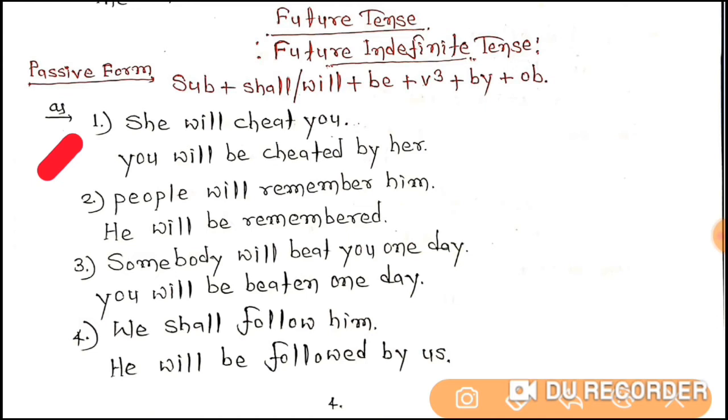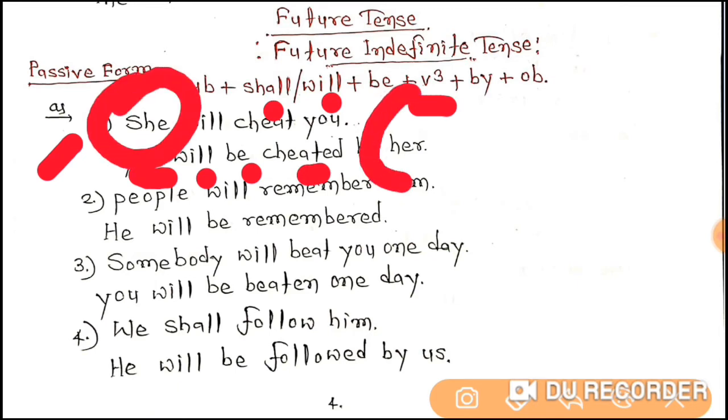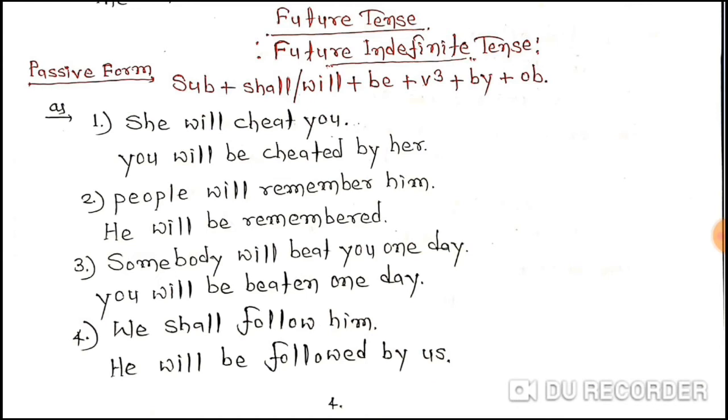So the first example is she will cheat you. So she will cheat whom? Then the answer is you. So you has become the subject here. And then will, I have done, and then be, and then V3, cheat has become cheated, and then by, and she has become what? Her. So now your sentence is what? You will be cheated by her.